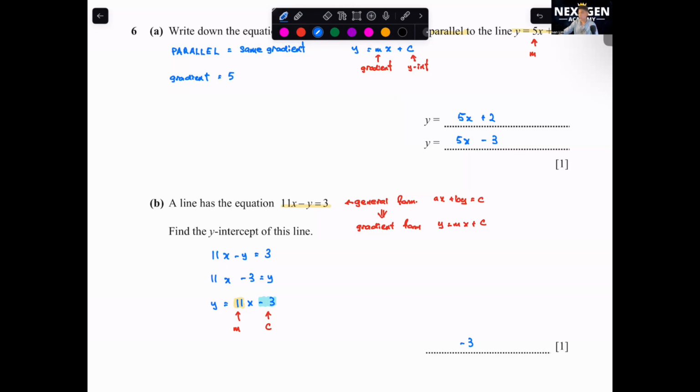Can you do another way? Actually can also. Another alternative way you can do is, we should know the y-intercept is where x equals 0. I'll draw this in green color. So you can solve for this also. 11 times 0 minus y equals 3. Minus y equals 3. y is equal to minus 3. So up to you, whichever method you want to use.